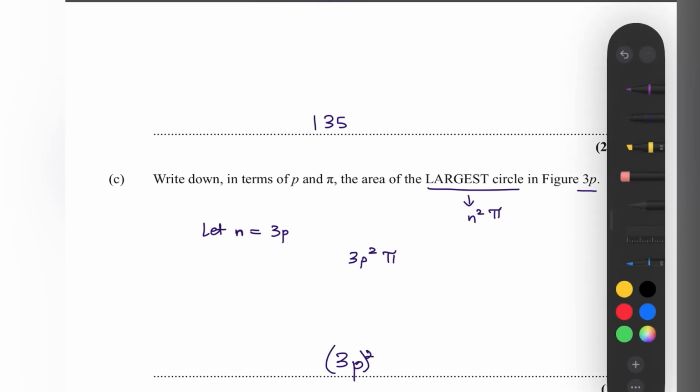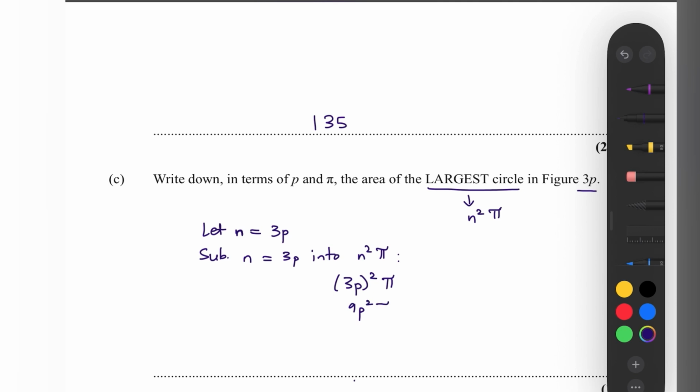Oh, you know what? I made a mistake. Sorry. Because if n is 3p, that is interesting. Let me write that back. And that's a valuable mistake to make because I could really show you all how to substitute it properly here. So you're going to substitute n is equal to 3p into n squared by pi. So wherever you have n, you're going to replace it with 3p. So that should really look like 3p all squared by pi, which would be 3p times 3p, which is 9p squared times pi.